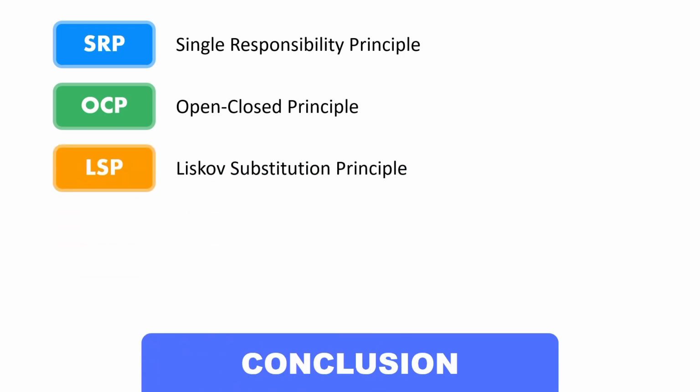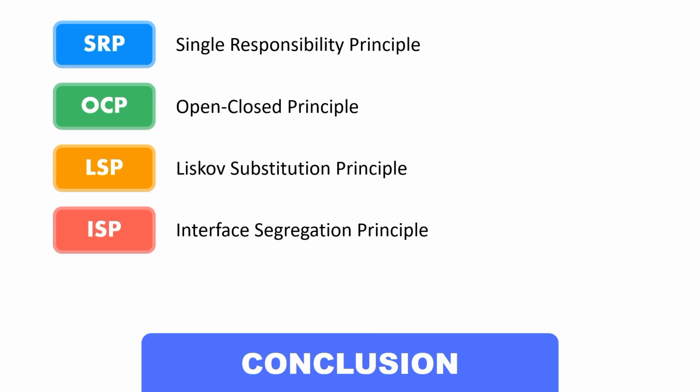With the LSP, we have discussed that subclasses should be replaceable for their superclasses. When a subclass adheres to the contract of its superclass, it can seamlessly replace it, making our code flexible and scalable. ISP guides us on how classes should not be forced to implement interfaces they don't need. By creating focused interfaces for specific behaviors, we avoid unnecessary burdens and achieve cleaner, more maintainable code.